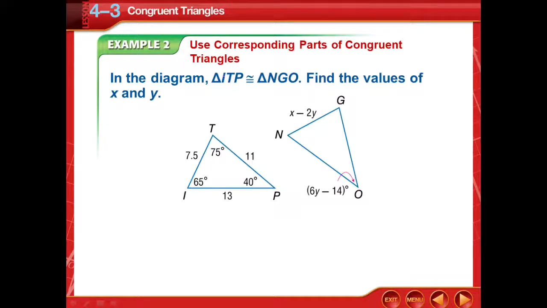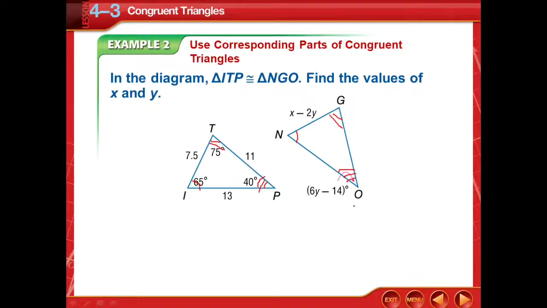In the diagram, triangle ITP is congruent to triangle NGO. We want to find the values for x and y. So I corresponds to N, T corresponds to G, and P corresponds to O.